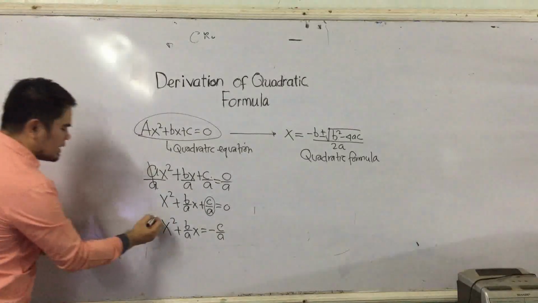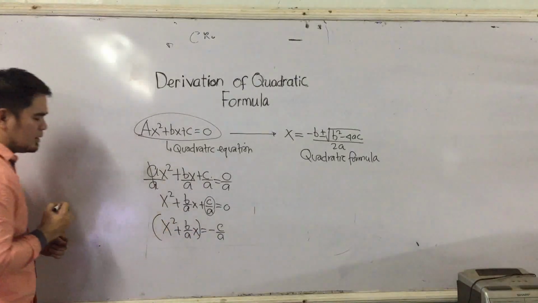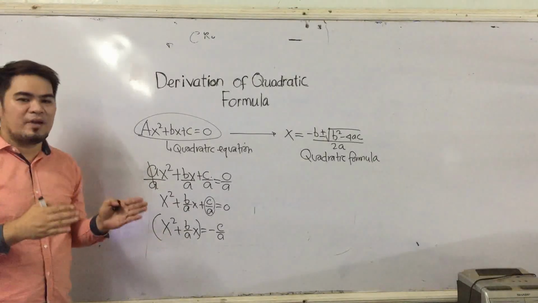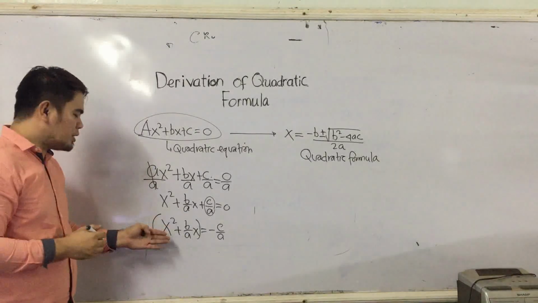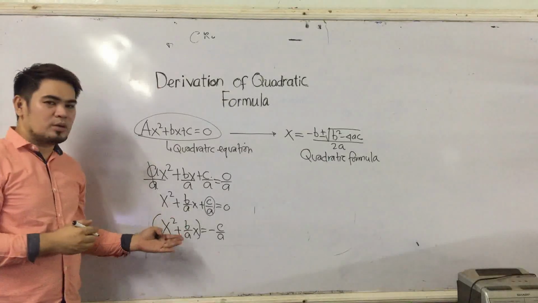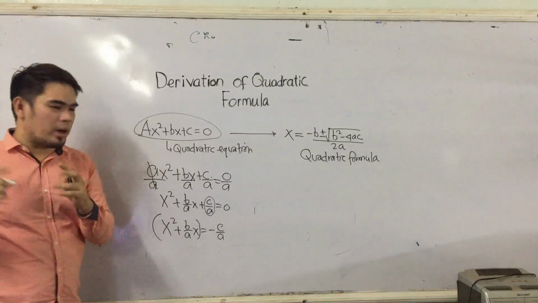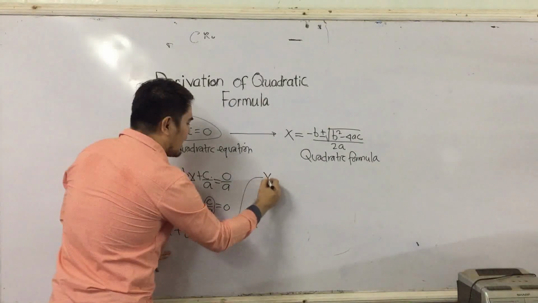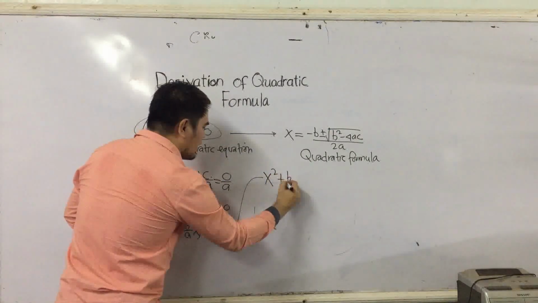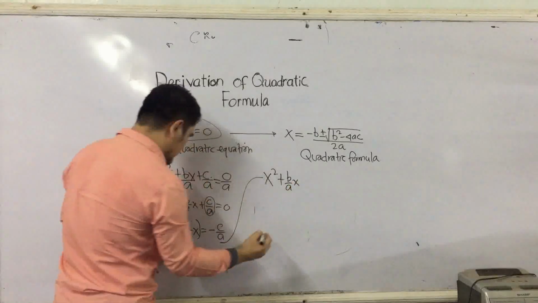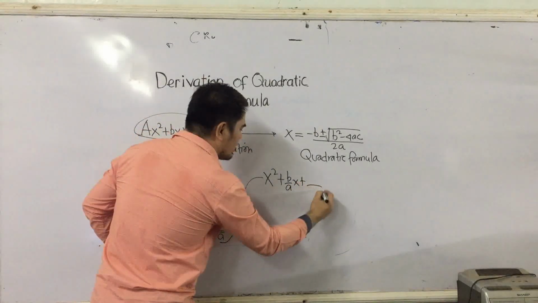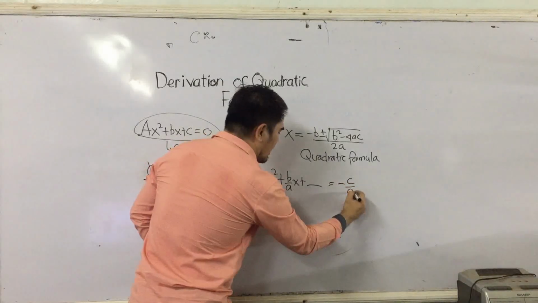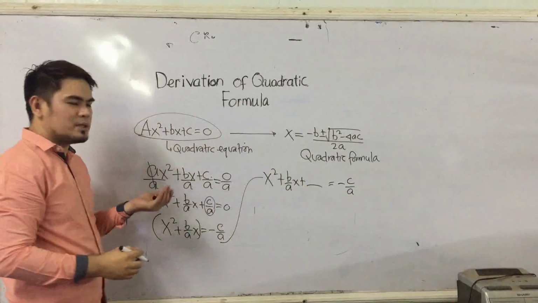And then we need to put that inside the quantity. Since this is a binomial, we need to make it a perfect square trinomial. The question is how. We're going to use completing the square. So we have here x squared plus b over a x plus blank equals negative c over a. How to complete the square?